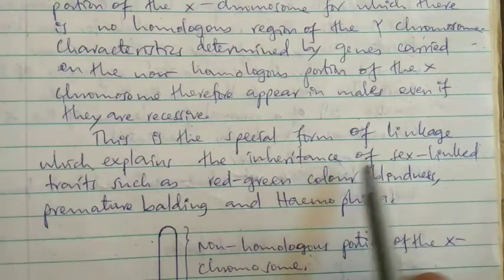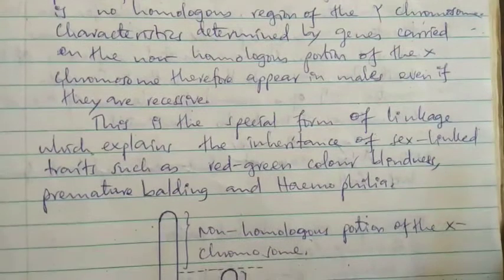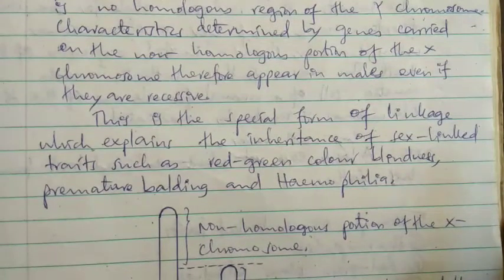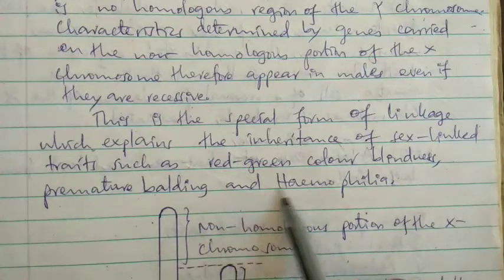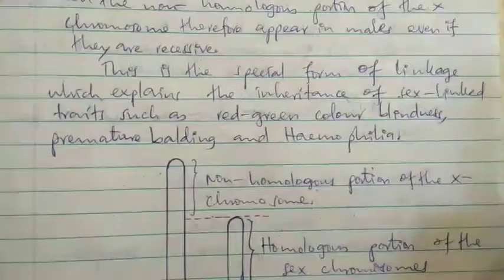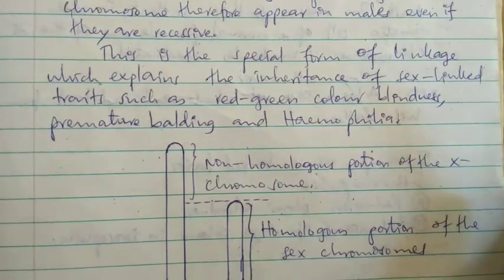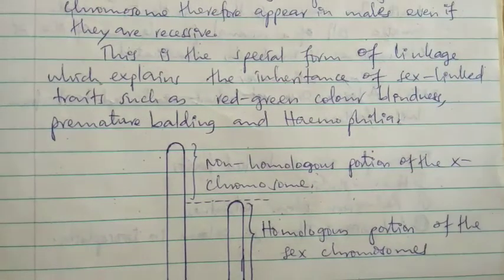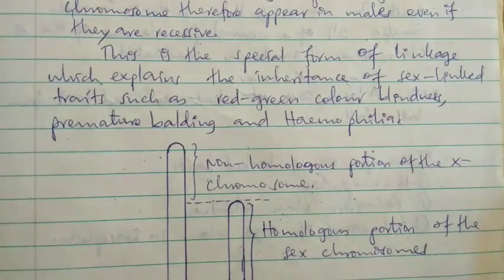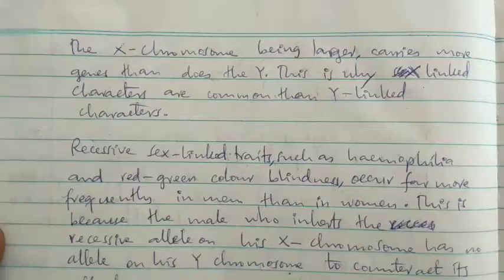This is the special form of linkage which explains the inheritance of sex-linked traits such as red-green color blindness, premature balding, and homophilia. Red-green color blindness, mtu anakuwa hawezi kuseparate kati ya rangi ya red na green. Premature balding ni upala ukiwa bado na umri mdogo unakuwa na upala. Alafu na homophilia ni baadhi ya magonjwa hayo.